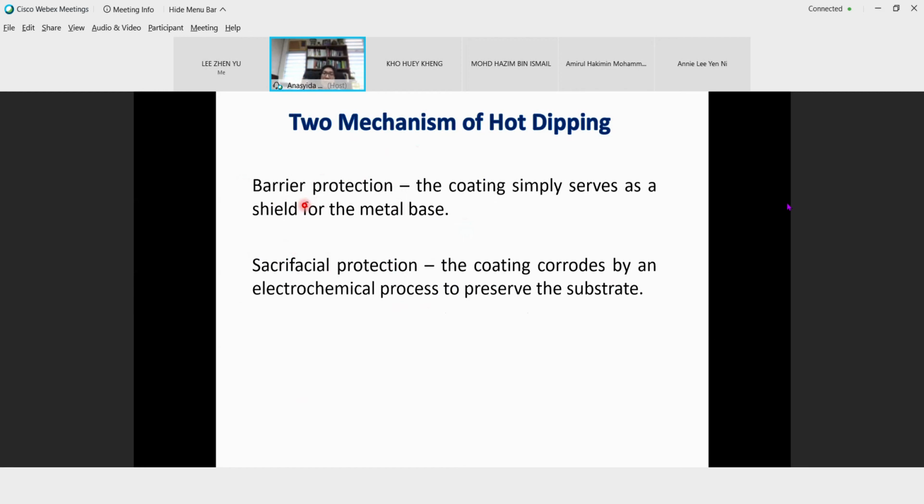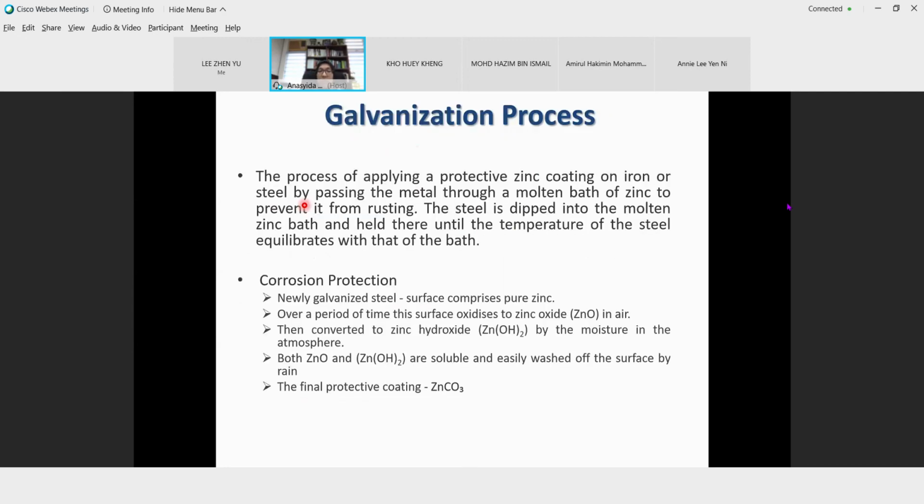And the second one is for protection. If let's say corrosion happens, if let's say we cannot avoid the water or the moisture going in, at least the zinc will corrode first, leaving the steel behind. Boleh faham? Okay, so I'll take an example.